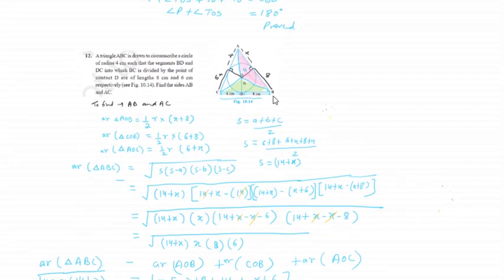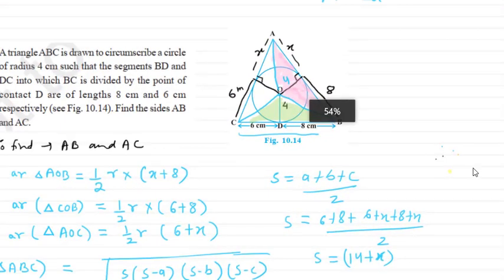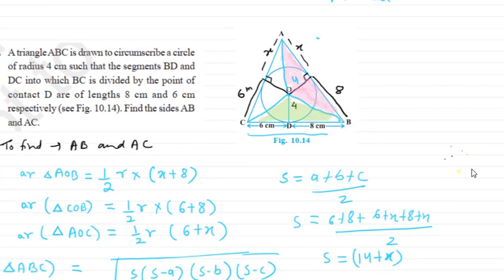Now just look at the figure that we had previously. So x came 7, this is also 7. So now you can find out the value of AB. AB will be 7 plus 8, 15 centimeters, and your AC will be how much? 7 plus 6, 13 centimeters. So we got both the values.